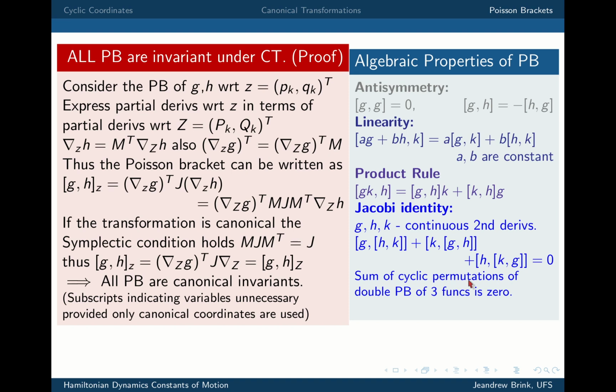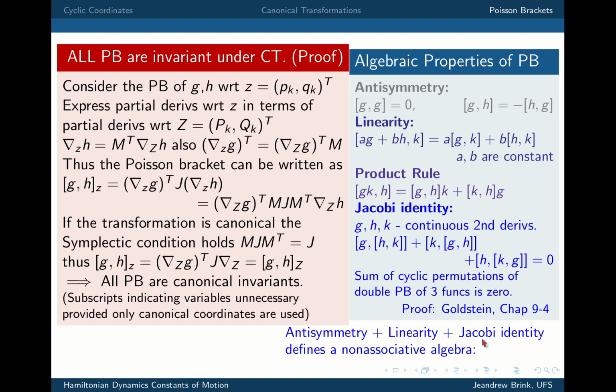And that second identity, that's where the proof is, if you want to go and check it. These three identities, asymmetry, linearity, and the Jacobi identity, are what you need if you start working with non-associative algebras. So those three identities make the Poisson bracket a Lie algebra.